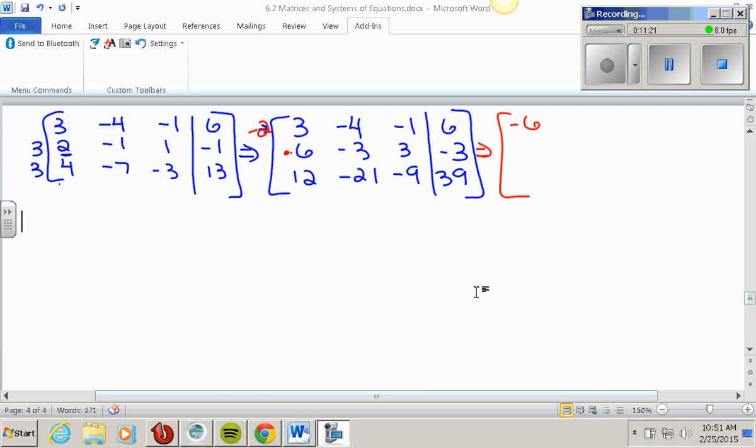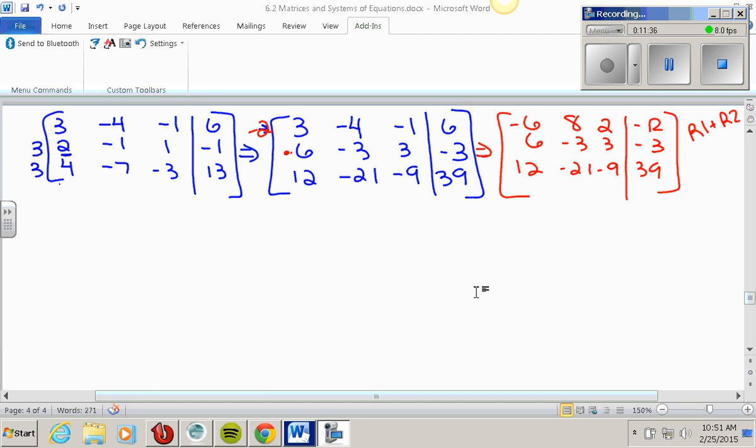It's going to give me -6, 8, 2, -12, 6, -3, 3, -3. Then I can do row 1 plus row 2, and that's going to get rid of that 6 with me, right? Remember, we messed with row 1, so row 1's going to revert back. 3, -4, -1, 6. We're adding here now, which is going to give me 0, 5, 5, -15. And then row 3 we didn't touch.